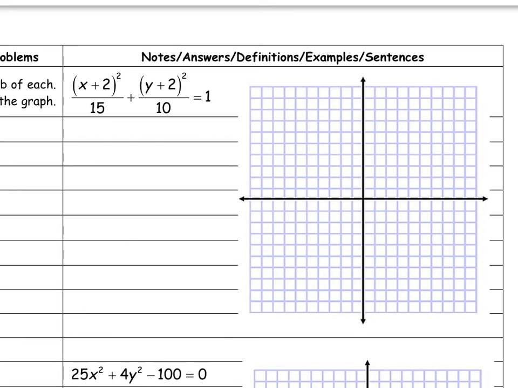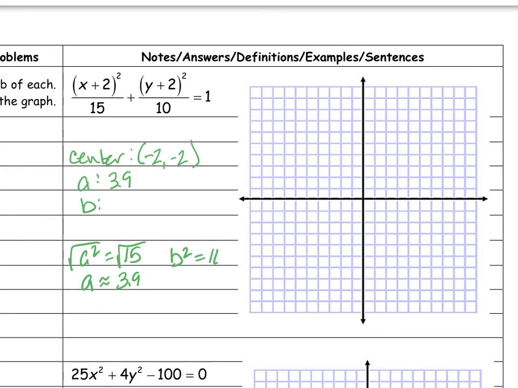So we're going to do the same thing. Find the center of my circle, A and B. So the center of my circle is where? -2, -2. Good. A squared equals 15. So then I take the square root of it, and A is approximately equal to 3.9. Okay, and B squared equals 10. So I take the square root of that, and B is approximately going to be equal to 3.2.